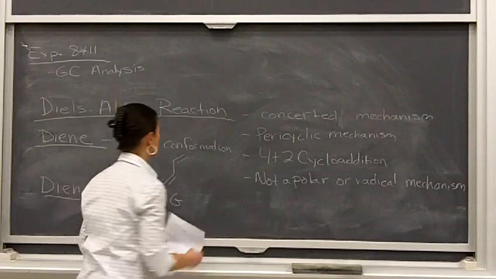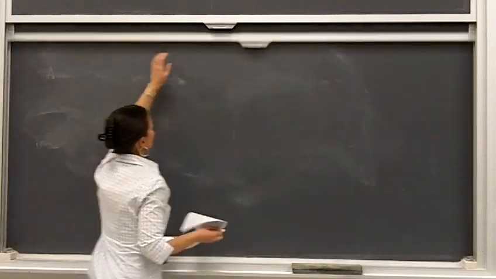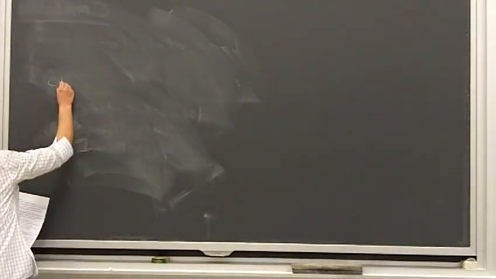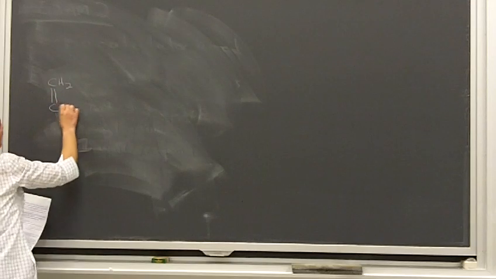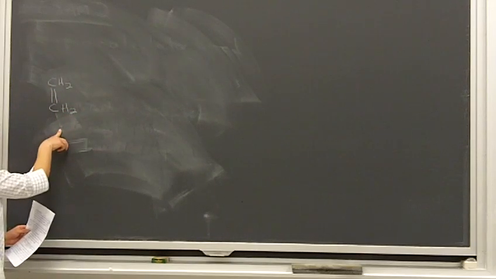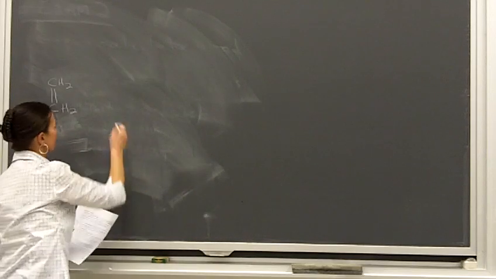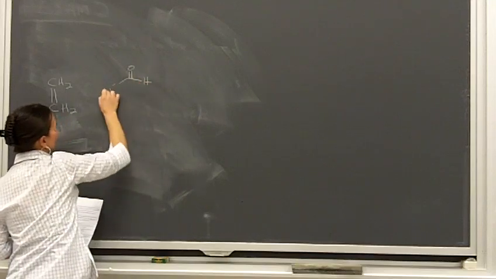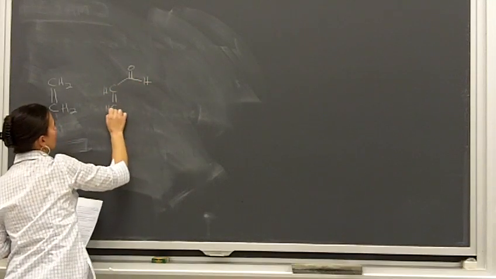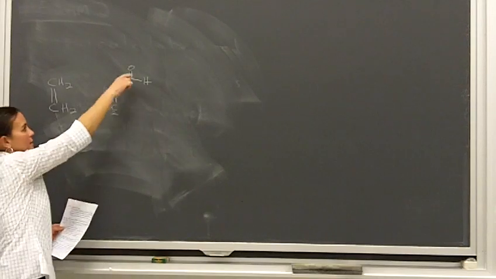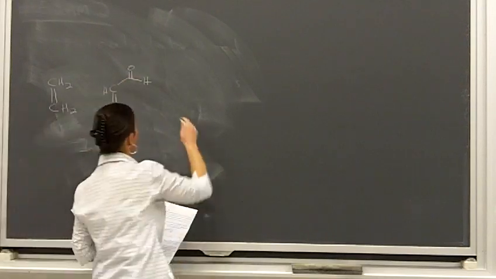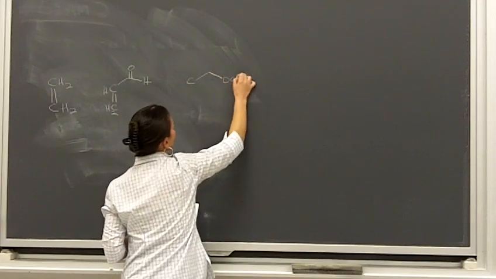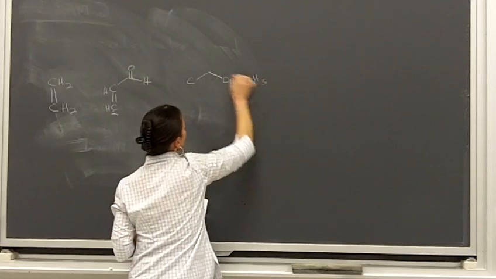And so examples would be, if we just had ethylene, that is not very reactive in a Diels-Alder reaction. But if you even just add an aldehyde on one side, even that is enough to make it reactive. Or if you made this, then instead of an aldehyde, put an ester on there.